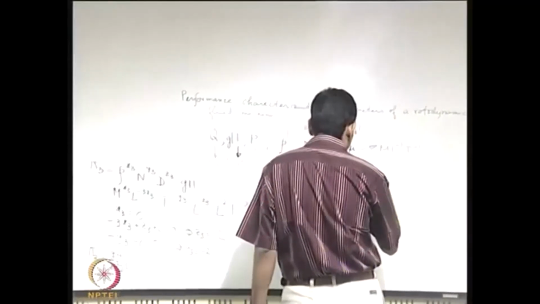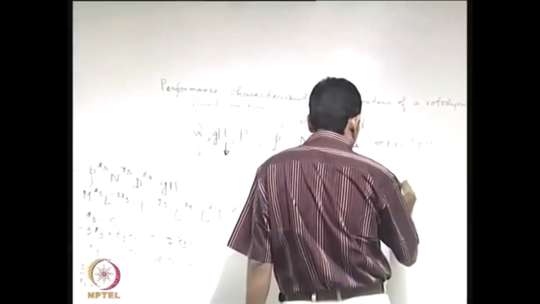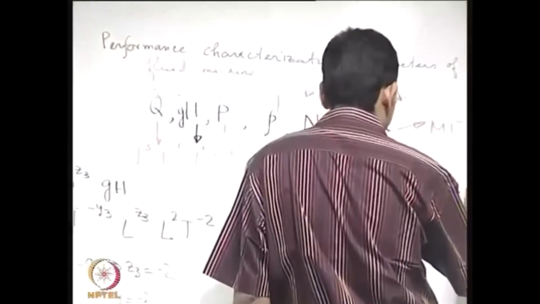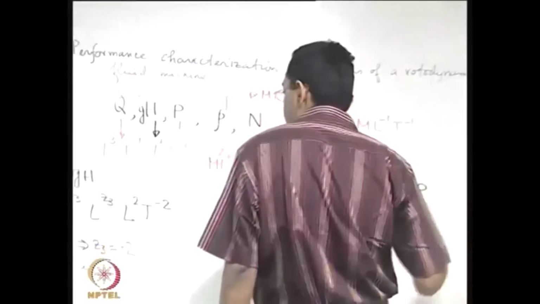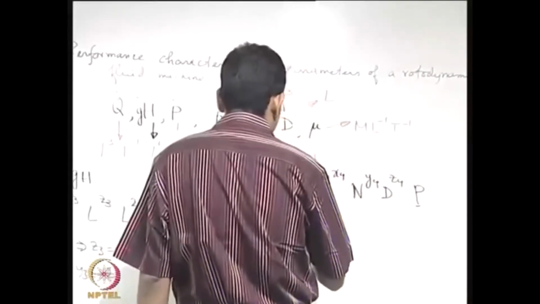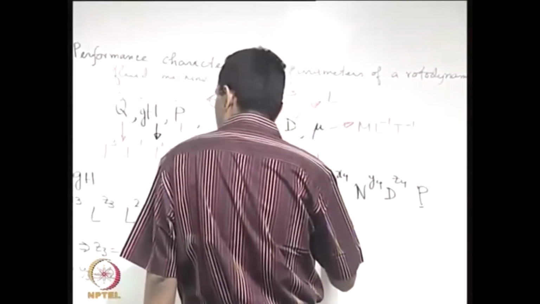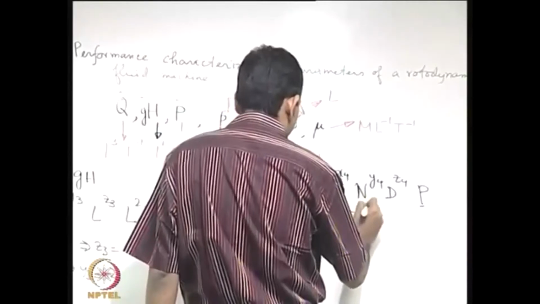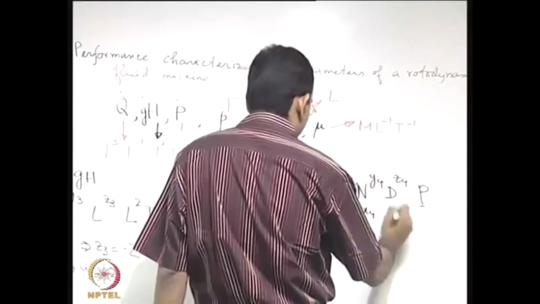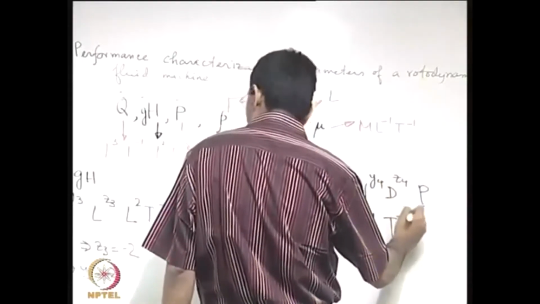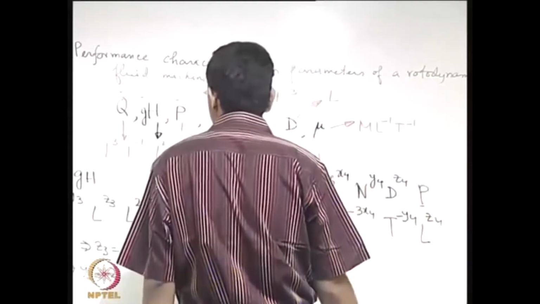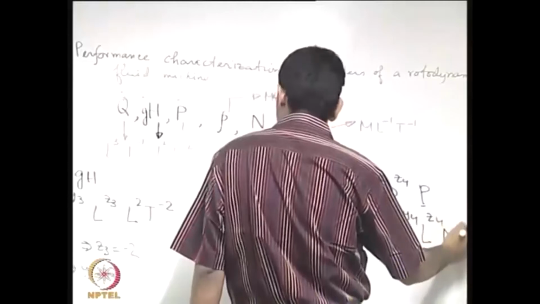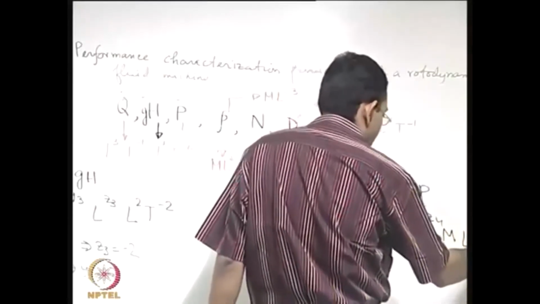Rho to the power x4, n to the power y4, d to the power z4 into the power... So that means M to the power x4, L to the power minus 3 x4, T to the power minus y4, L to the power z4, and in terms of the power, M L square T to the power minus 3.